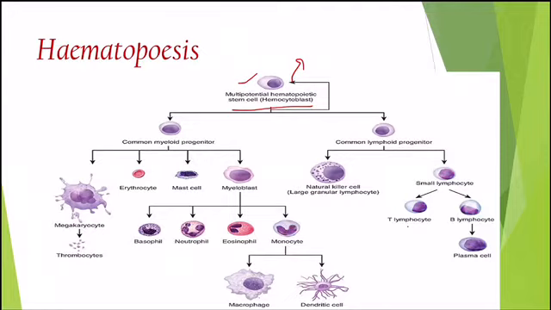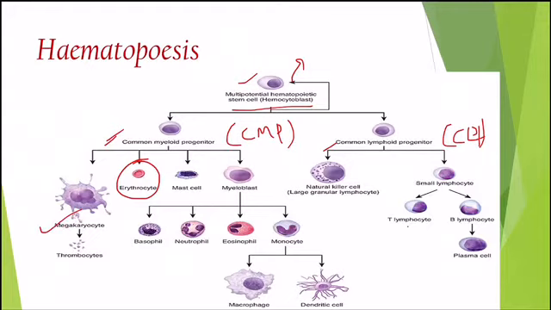It produces one of two lineage commitments, that is, one is called the common myeloid progenitor, and another one is called the common lymphoid progenitor. This common myeloid progenitor gives rise to myeloid cells and erythroid cells. The myeloid cells here comprise granulocytes, megakaryocytes, mast cells and myeloblast.